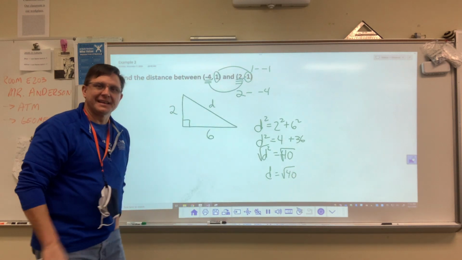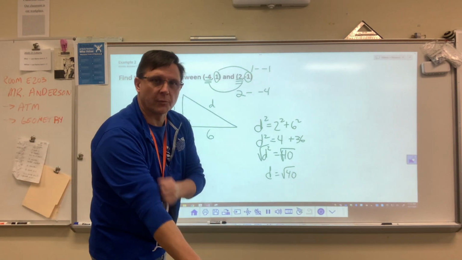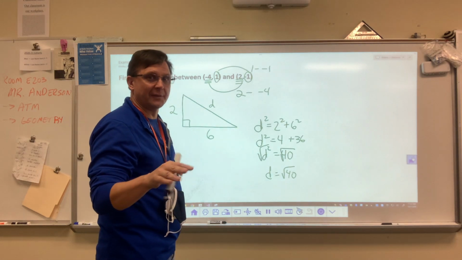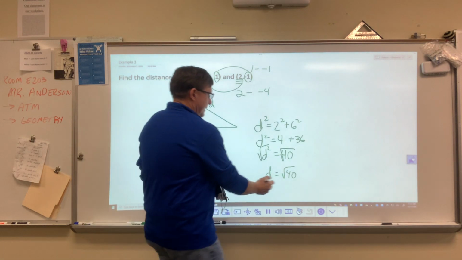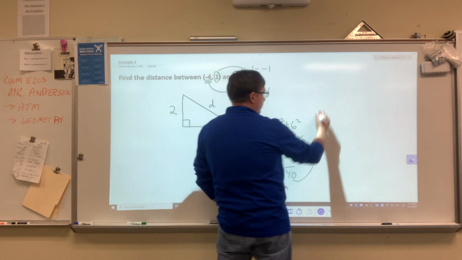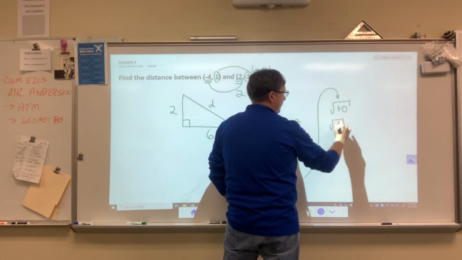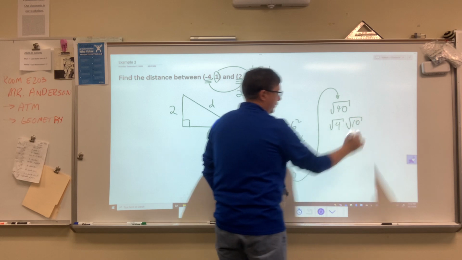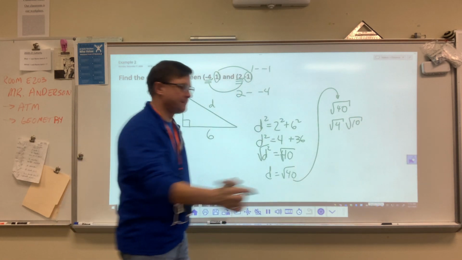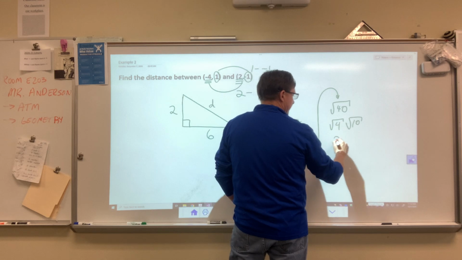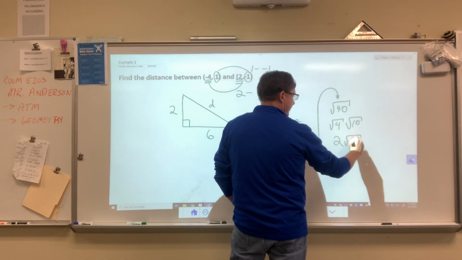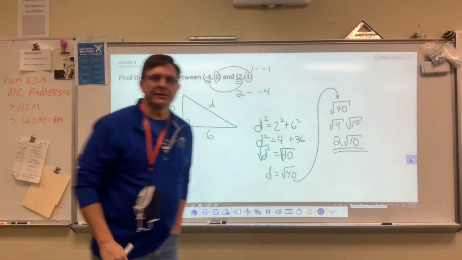Everyone, that is not the answer on the ACT, right? Remember, we have to do radical reduction. We haven't done that much in my class currently. So right now you get there, but we should recognize that that can be broken into square root of 4 and the square root of 10, because square root of 4 times square root of 10 is square root of 40. And then I would get 2 square roots of 10 as my simplified answer.